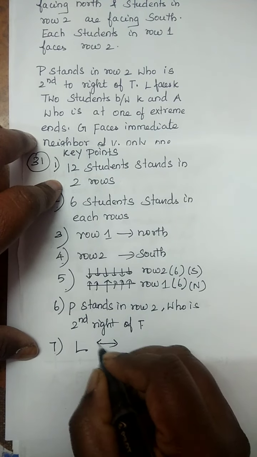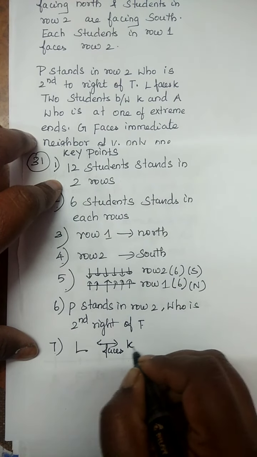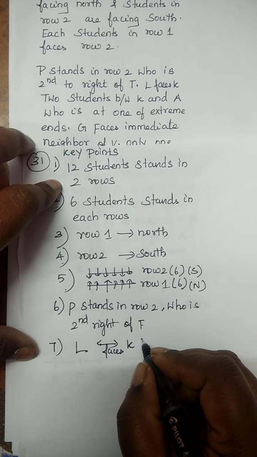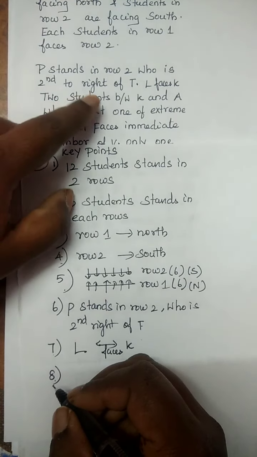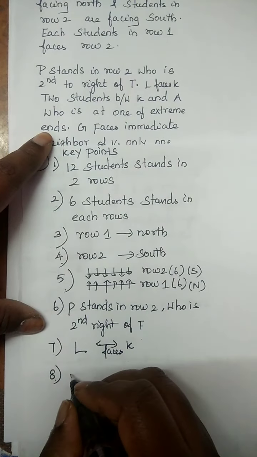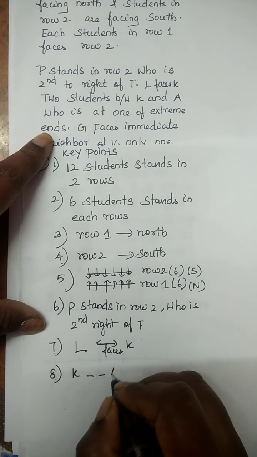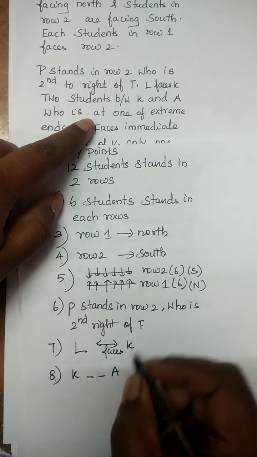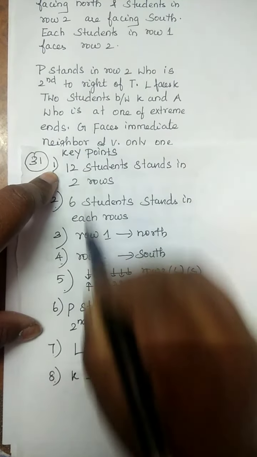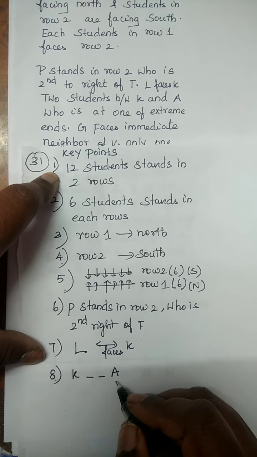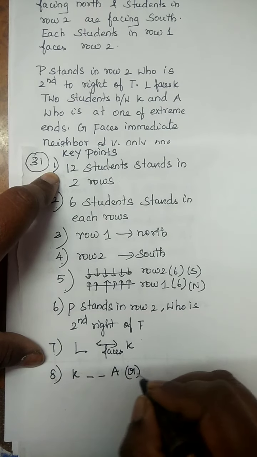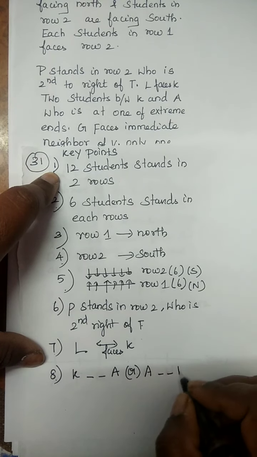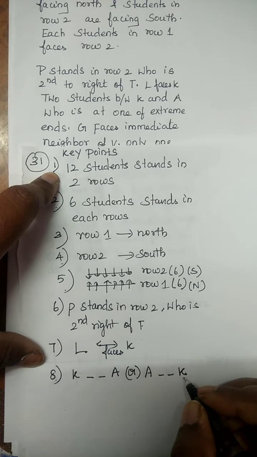L faces K. We don't know whether this is row 1 or row 2. And the eighth key point is 2 students between K and A. Who is at one extreme end? Either K or A is at one extreme end. We don't know that, in row 2 or row 1. We have to find out that.